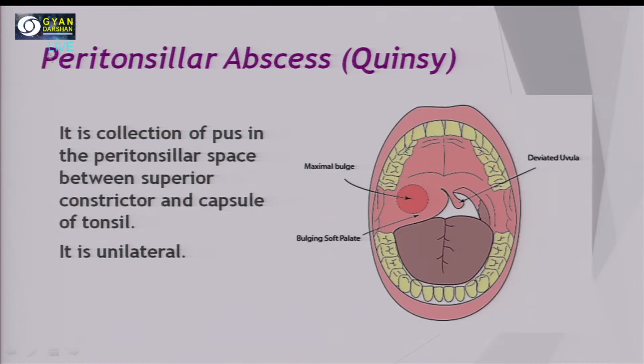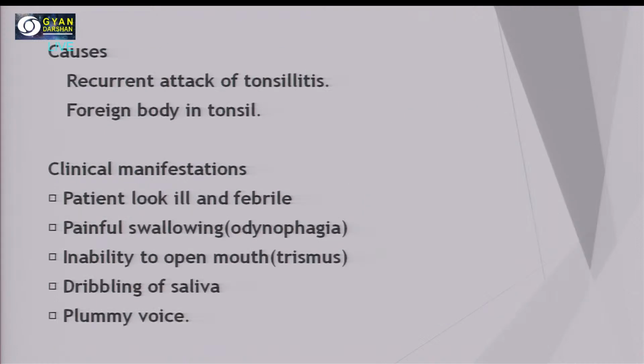The other is a peritonsillar abscess. This is an abscess which is present in your tonsil and is also known as quinsy. It is the collection of pus in the peritonsillar space between the superior constrictor and the capsule of the tonsil. It is usually present on one side. What are the causes? The patient may complain of tonsillitis and there may be a foreign body in the tonsil.